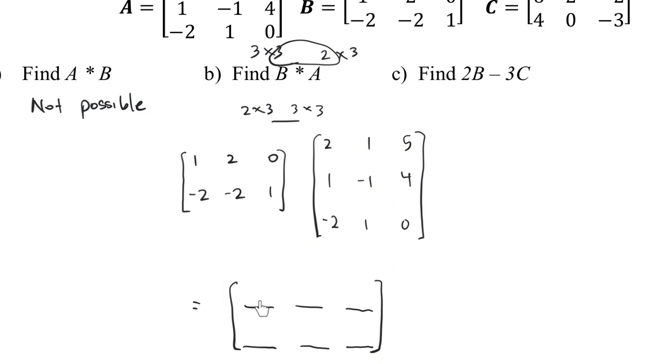This entry is row 1, column 1. So we need row 1 and column 1. So the first entry there is 1 times 2. So that's 2. And then the next entry is 2 times 1 here. So it's another 2. And then finally we have 0 times negative 2, which is 0.